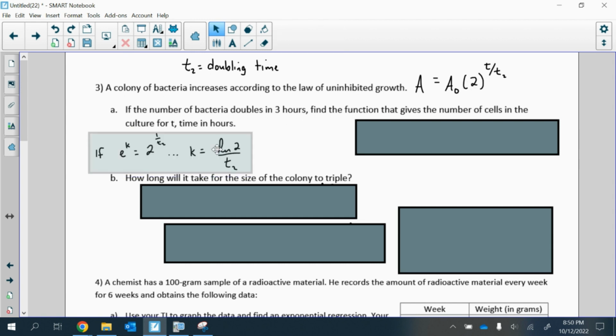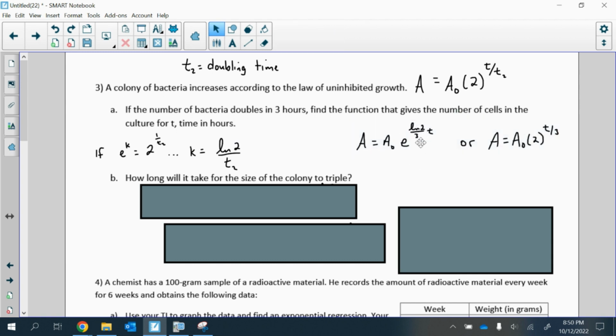If I wanted to convert this to the e formula, so e to the k would equal 2 to the 1 over the doubling time. So k is equal to natural log of 2 over the doubling time. So that would be natural log of 2 over 3 in this case, because the doubling time is 3. So these are the two equations that we'd see.